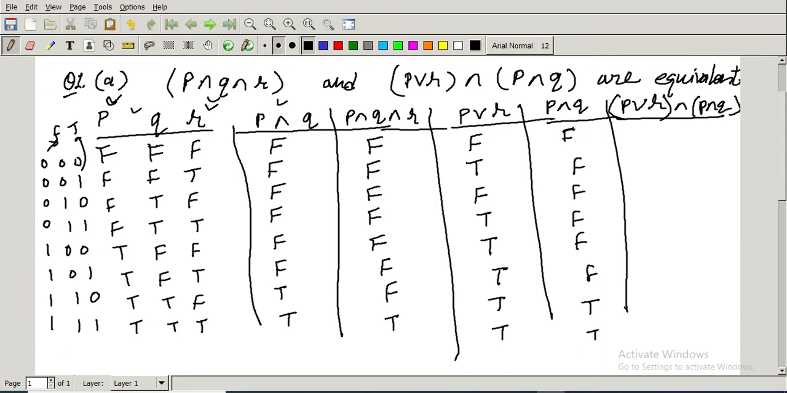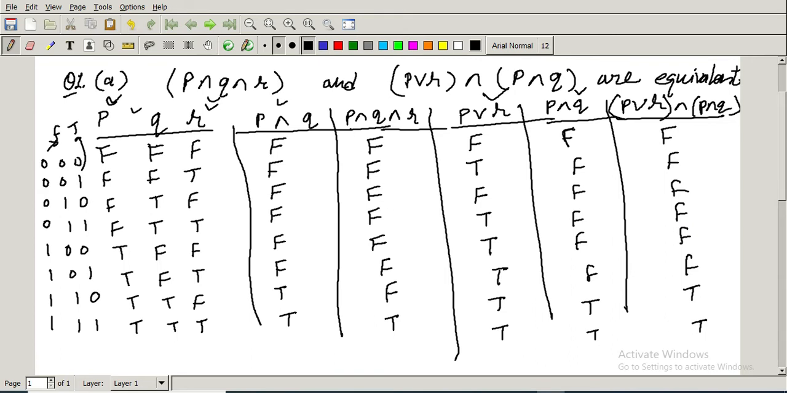Now, it will be easy for me to see from these two tables: P or R, and P and Q. Then we have to take the disjunction of these two, right? Then F, F is F, because in a conjunction, when both statements are true, the whole statement is true. Otherwise, it will be false. So here we have false, false, false, false, false, true, true.